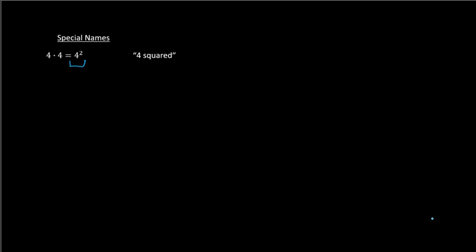Well, the reason is because if you take a square where each side is 4 units, so it could be 4 inches, 4 feet, whatever, and you had to find the area of the square, meaning how much space does the entire inside take up, well, to find that, we would have to multiply 4 times 4. So to find the area of a square, we multiply a number by itself 2 times. Notice that's the same thing that we had over here. Because that's how you find the area of a square, that's why it's called 4 squared.